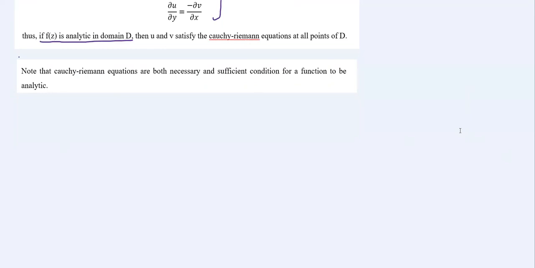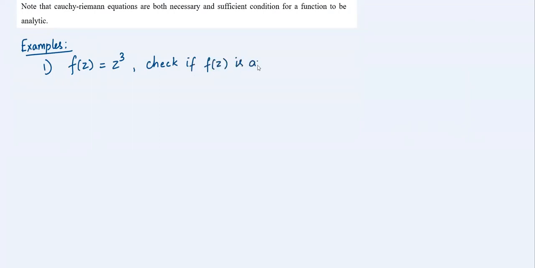That means this is what so many questions come in this section, that how to check whether it is analytic or not. So let us do some examples. Now f of z is equal to z cube. Check if f of z is analytic. So let's look at this solution.